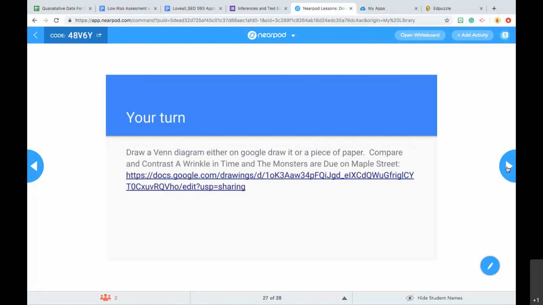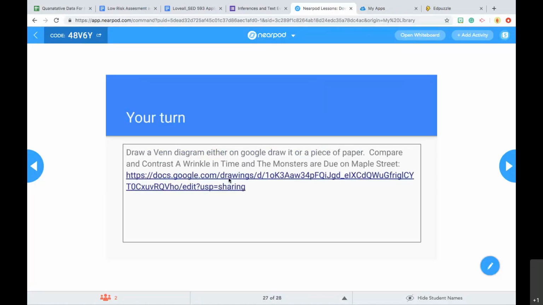All right, so next we have a Venn diagram, and you're going to use it either on Google Drawings or you're going to use a piece of paper. If you use a piece of paper, you are required to take a picture and email that to me. So I will put my email in the chat.